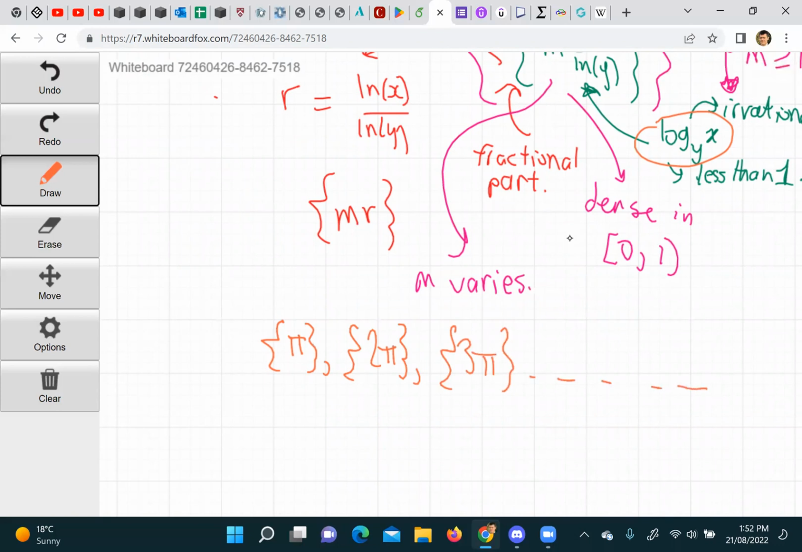So here's an example. When you look at the fractional parts of multiples of pi, you can get it between any two real numbers between 0 and 1. Wait, is that the Dirichlet theorem? No, that's a weaker version. You can do it, but you can also even tell how close you can get it.